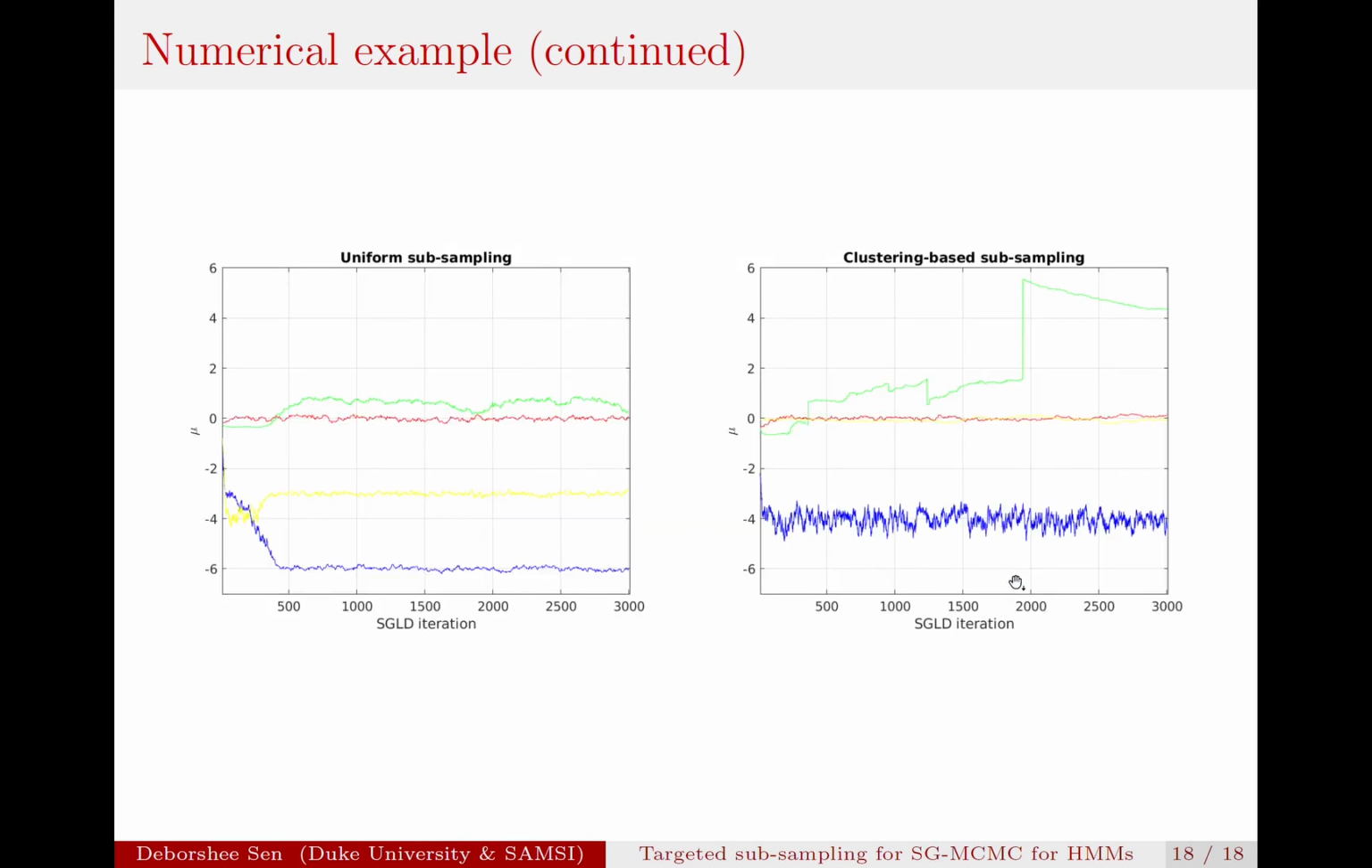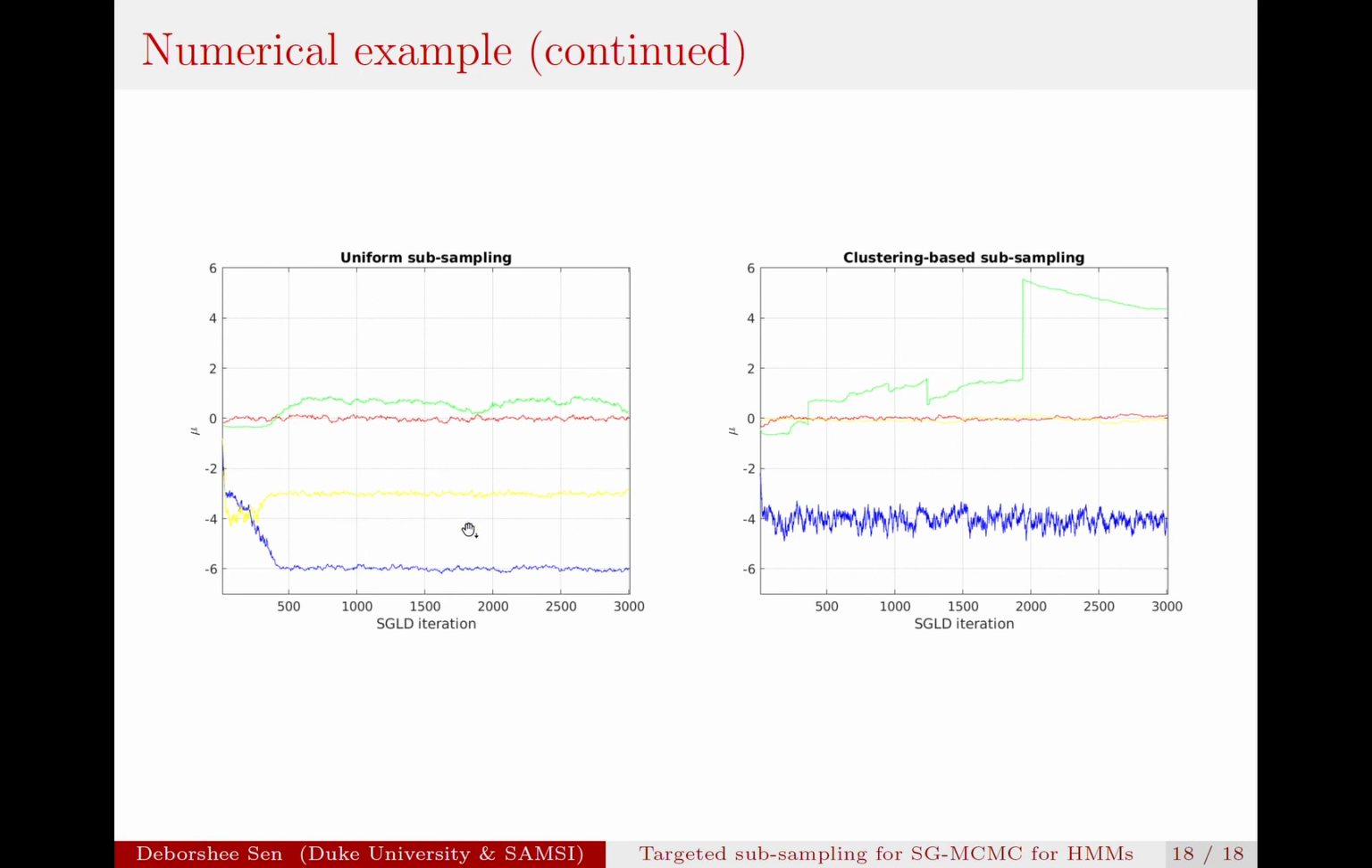Okay, this is the final slide. I'm just going to talk about the example. This is work we're doing, so this is just one illustration of how this clustering based subsampling can help. What I plot here is the STL iterations, and I run it for about 3000 iterations. I look at it over time, and I plot the 4 emission means for uniform and clustering based subsampling.